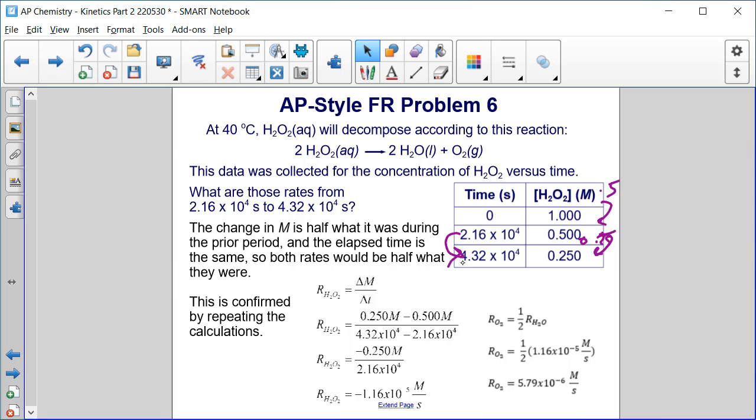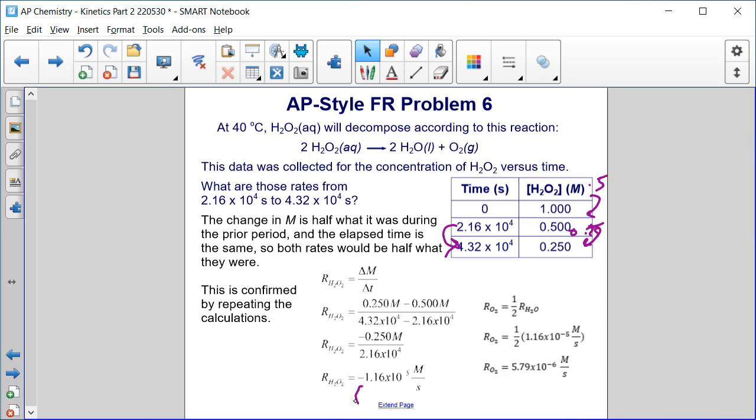We can confirm this by simply repeating the calculation. So this is the same setup as on the previous part, but we're just calculating a different change. So 0.25 final minus 0.5 initial, over 4.32 times 10 to the 4th minus 2.16 times 10 to the 4th, which is our change in time. We get a rate of disappearance. Of course, that's what that negative means, right? Of H2O2 of 1.16 times 10 to the minus 5.